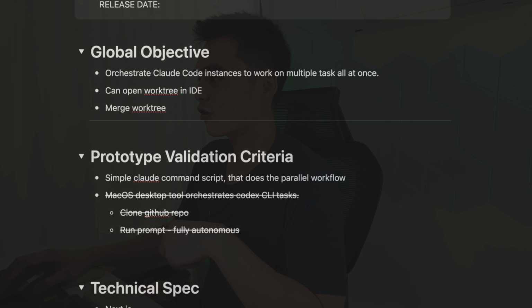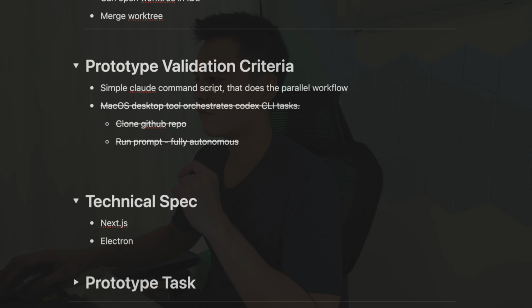Global objectives: orchestrate Claude Code instances to work on multiple tasks all at once, open worktree in IDE, merge worktree. And then in the prototype validation criteria, this is how I can quickly prototype this. And that's exactly the parallel agentic workflow that I went over in my previous video. I have a link down below in the description and also at the end of this video.